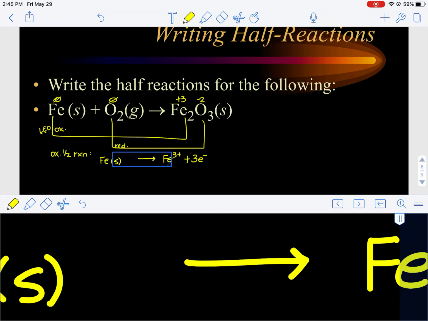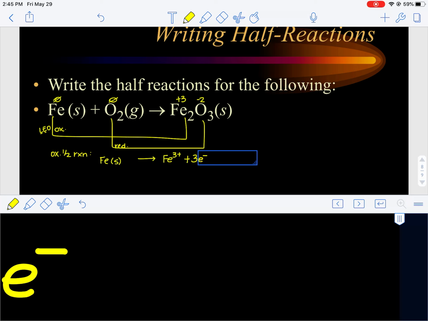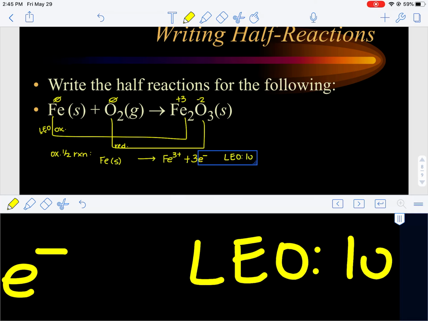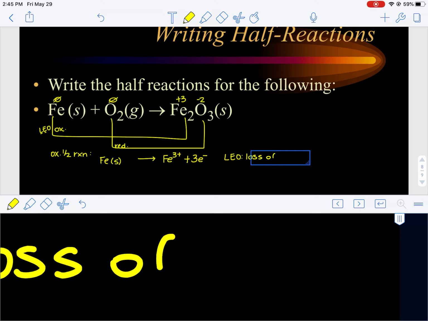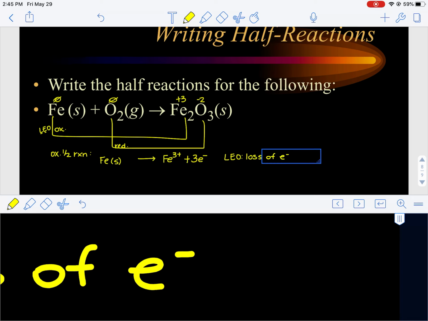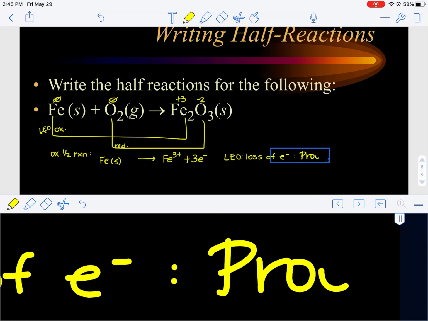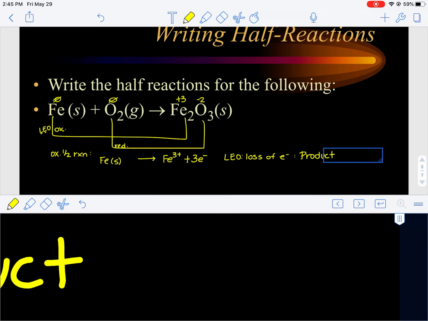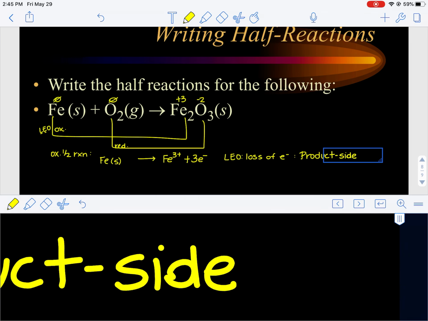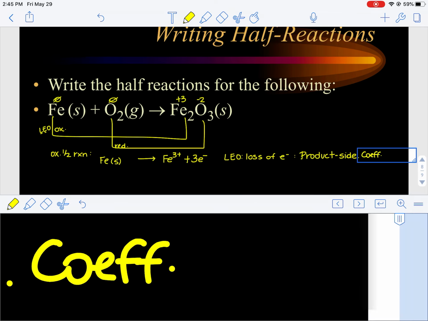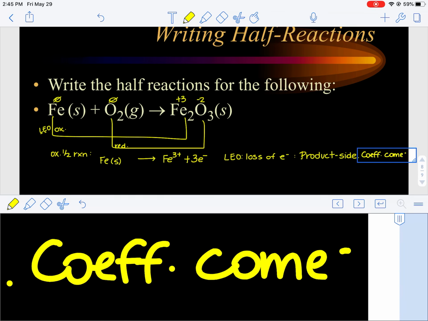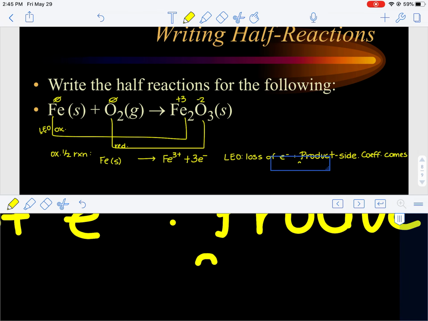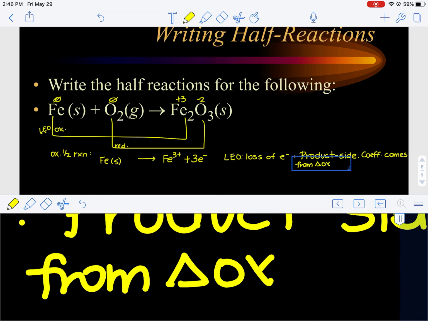Again, to summarize, this is the oxidation half reaction. This is me showing LEO, the loss of electrons. Losing electrons, it shows up on the product side. And the coefficient comes from the change in oxidation numbers.